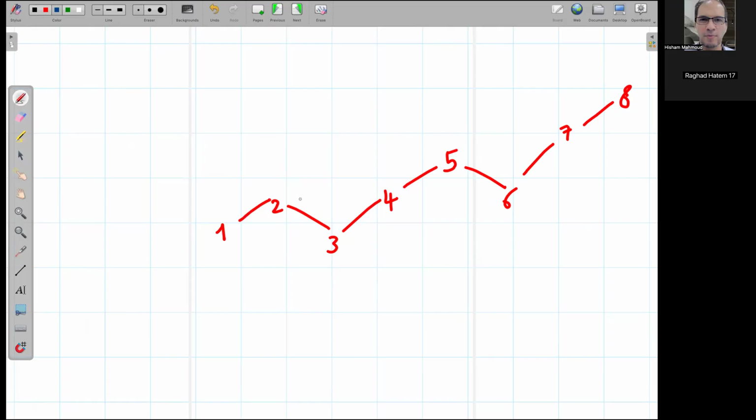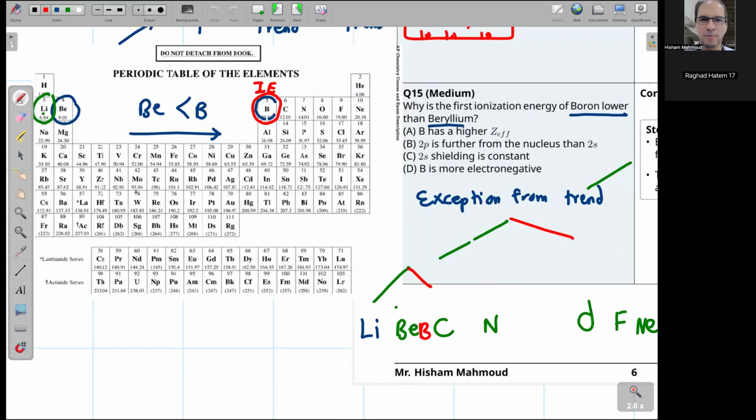So if you see, what is the general trend? Is it going up or going down? The general trend is going up as you go in the same period from left to right. This is not only in period 2, by the way, it's on all periods. The same happens in the third, between Na and Mg and all.